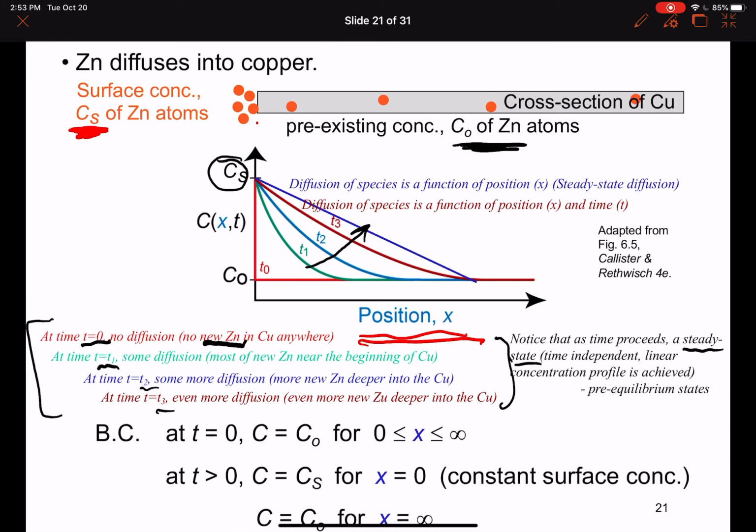which are speaking to pre-equilibrium conditions. Pre-equilibrium conditions would be where the rate of zinc into the material would maybe match the rate out of the penny, for example. And we would have a nice steady state profile in the concentration gradient there.